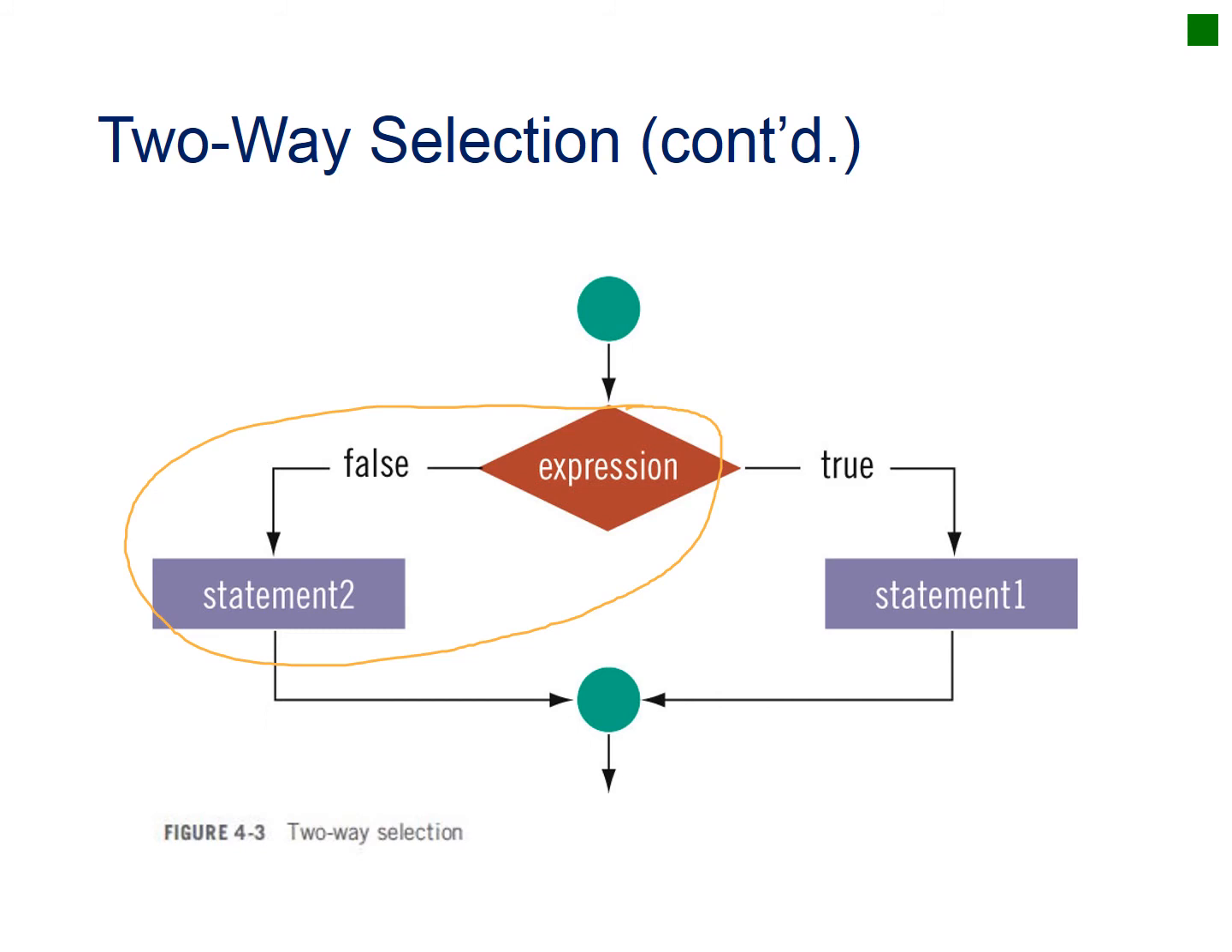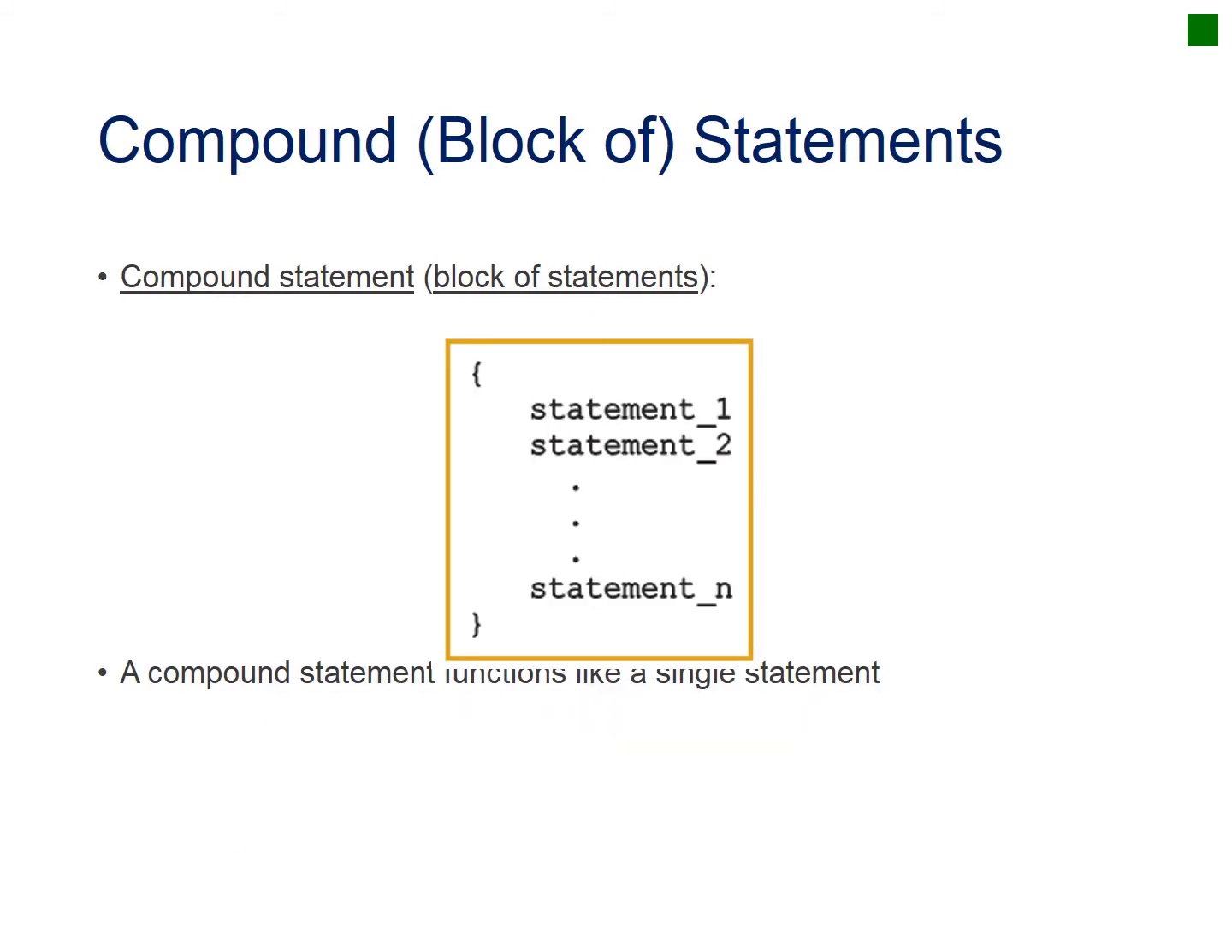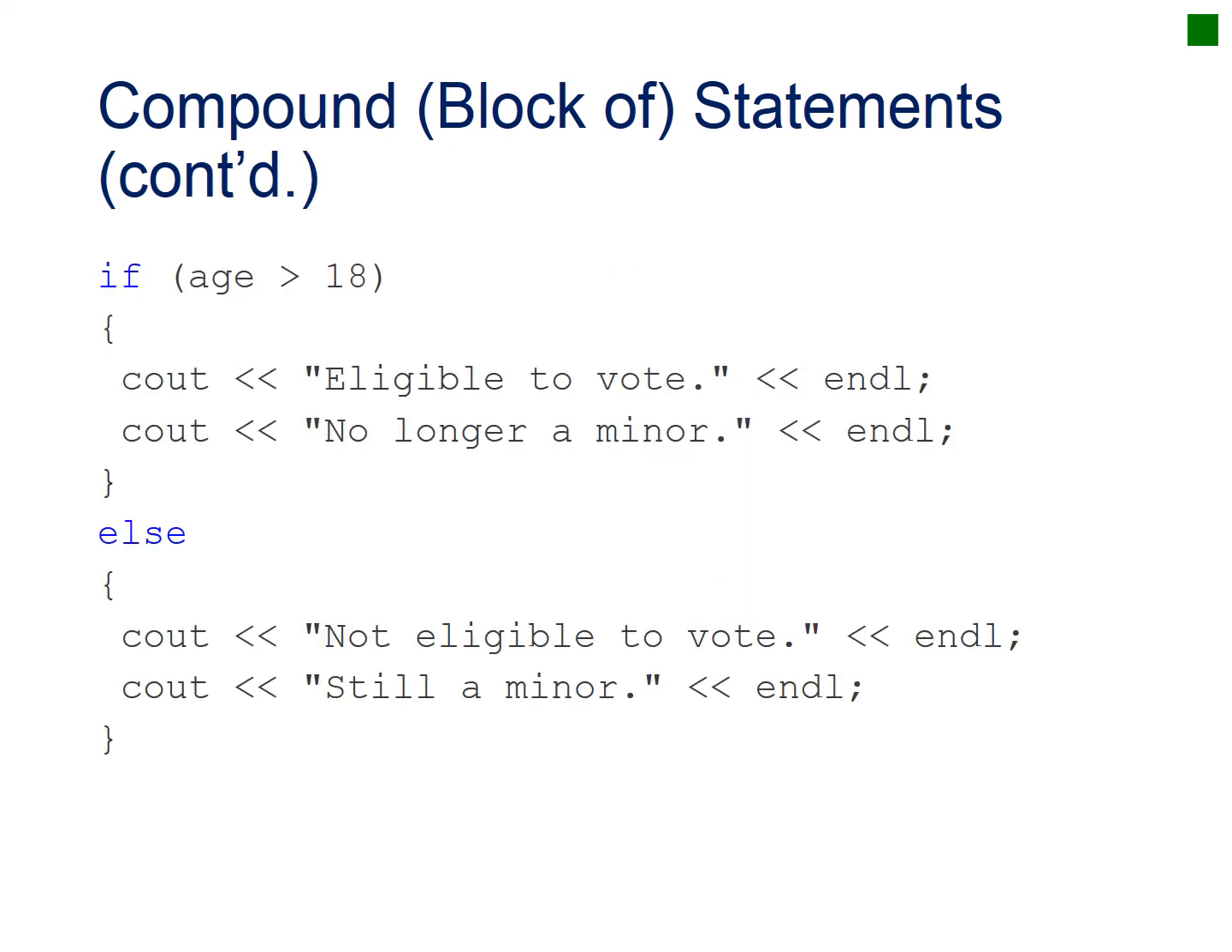Compound statements. A compound statement functions like a single statement. Statement 1 will get executed, then statement 2 will get executed, then statement 3 will get executed, and so forth. We can embed multiple statements in our if-else structure. We do this by using braces followed by our statements.